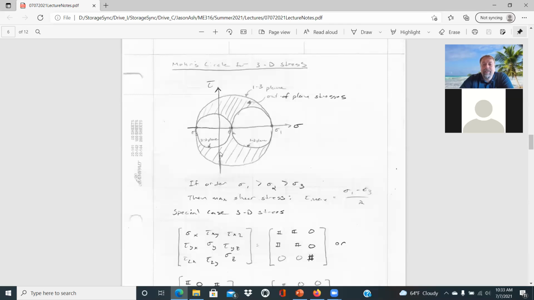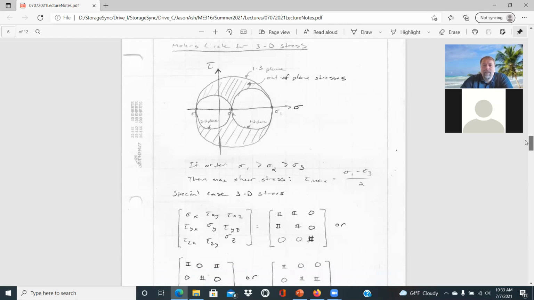And so the state of stress for your object could be anywhere within the shaded in areas, just depending on what type of orientation you have about all 3 axes. And again, I have that note. If you order those from greatest to least, your tau max would be sigma 1 minus sigma 3 divided by 2. I still prefer sigma max minus sigma min divided by 2.